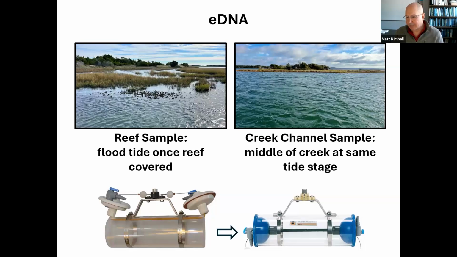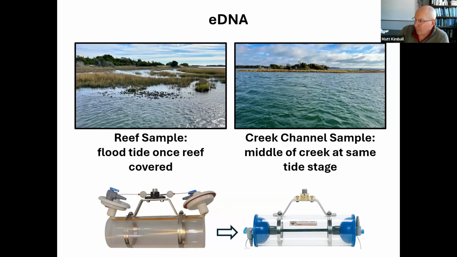So for eDNA, we took 2 water samples from over the reef and 2 water samples in the creek channel to serve as a control called the negative control. And these are 2-liter samples each. We filtered the water immediately or froze the second jar to use for later if we need to.